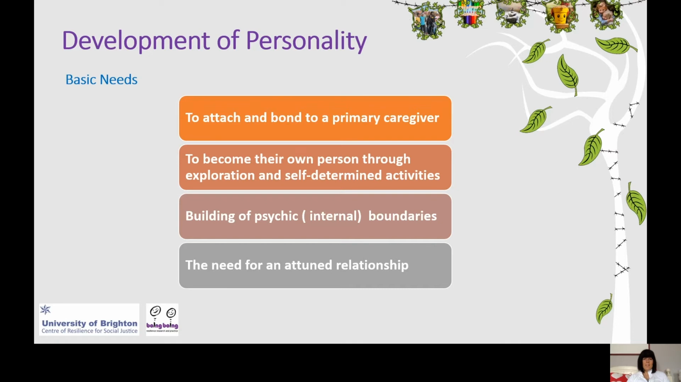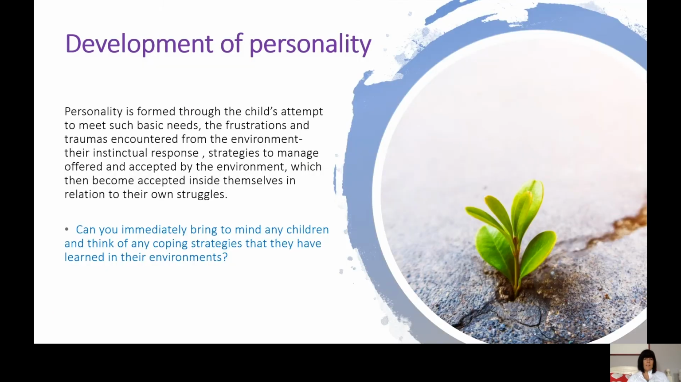And often it's not always that straightforward, sadly. So our personality is formed through the child's attempt to meet those basic needs, and then the frustrations and traumas that they encounter from their environment, their instinctual response to that, and then strategies to manage that are offered and accepted by the environment they're living in, which then become accepted inside themselves in relation to their own struggles. So I'll say that again now in English.